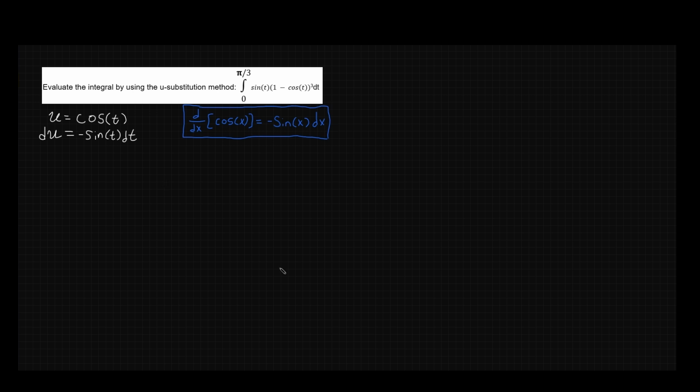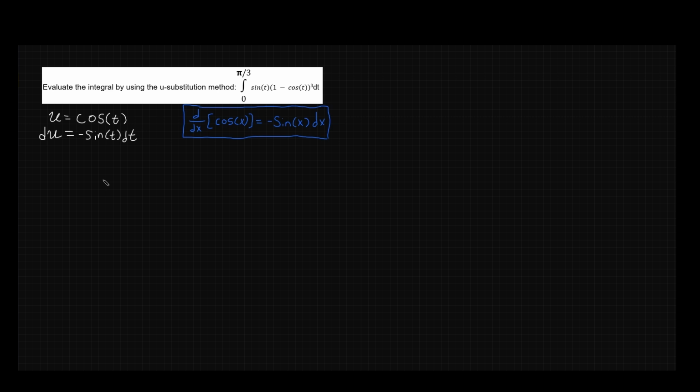Okay, so we've set u equal to cosine of t, and then we use this trigonometric derivative rule, that the derivative of cosine of x is equal to negative sine of x, to solve for du. So we know that the derivative of u, or du, is equal to negative sine of t, with respect to t. Look at the integrand above. We have sine of t, but we don't have negative sine of t, and this is the derivative that we get from what we set u to, namely cosine of t.